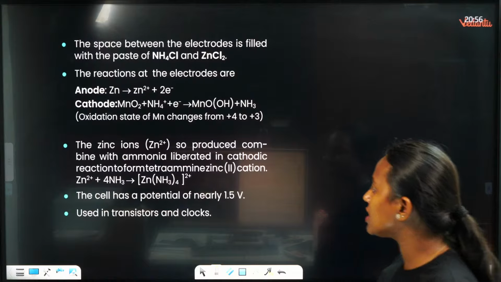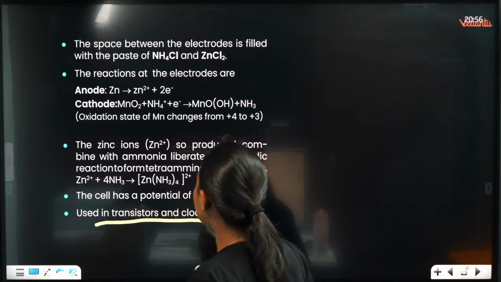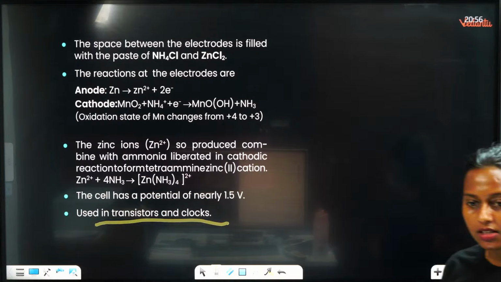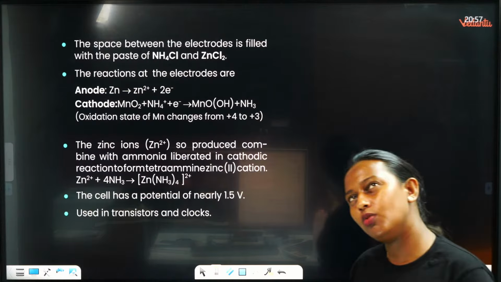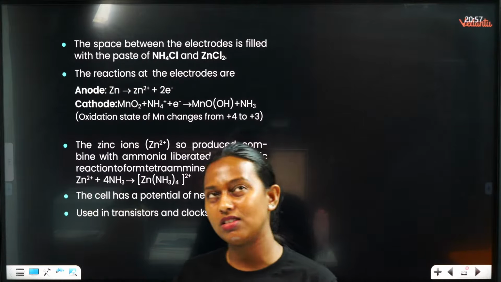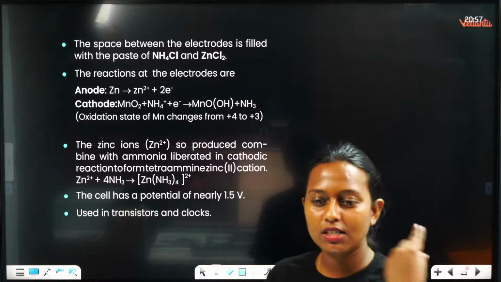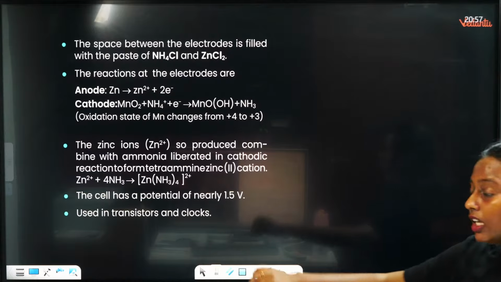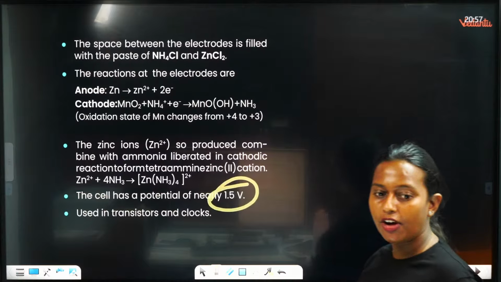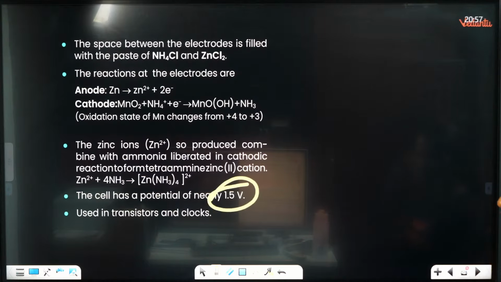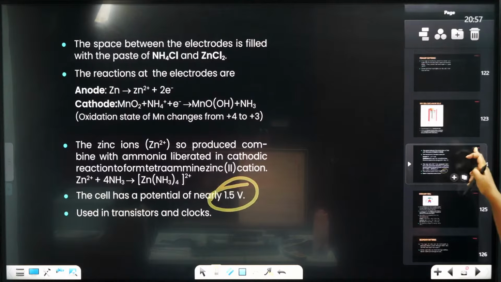It is used in transistors, clocks, and toys; we can't use it in watches. And its voltage is actually 1.5 volt. The potential is almost 1.5 volt.